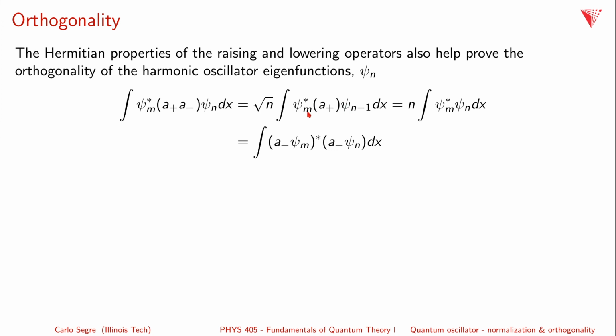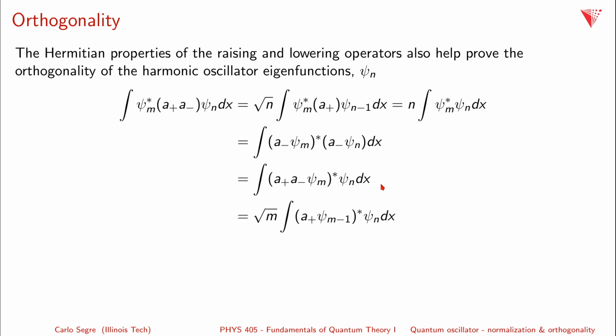Alternatively, we can take this A plus and move it over to the psi m star. And again, it changes to its Hermitian conjugate, so instead of an A plus, it becomes an A minus. And then we do the next one, we move the A minus over and it becomes a plus. So now we have A plus A minus. Notice that when you do the Hermitian conjugates in this trick, what originally was A plus A minus becomes A plus A minus again on the other side. It stays the same, but it's inside the complex conjugate. And this is now applied to psi m.